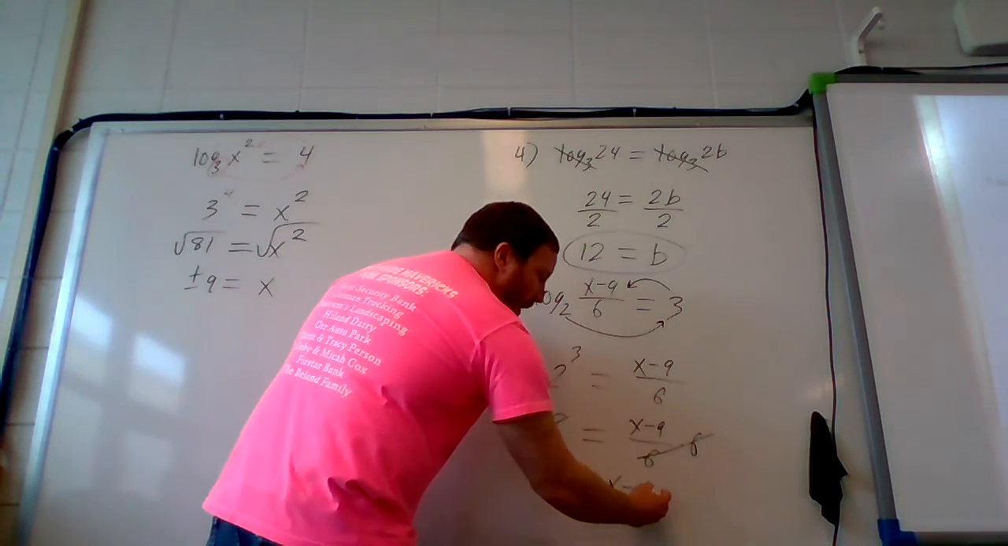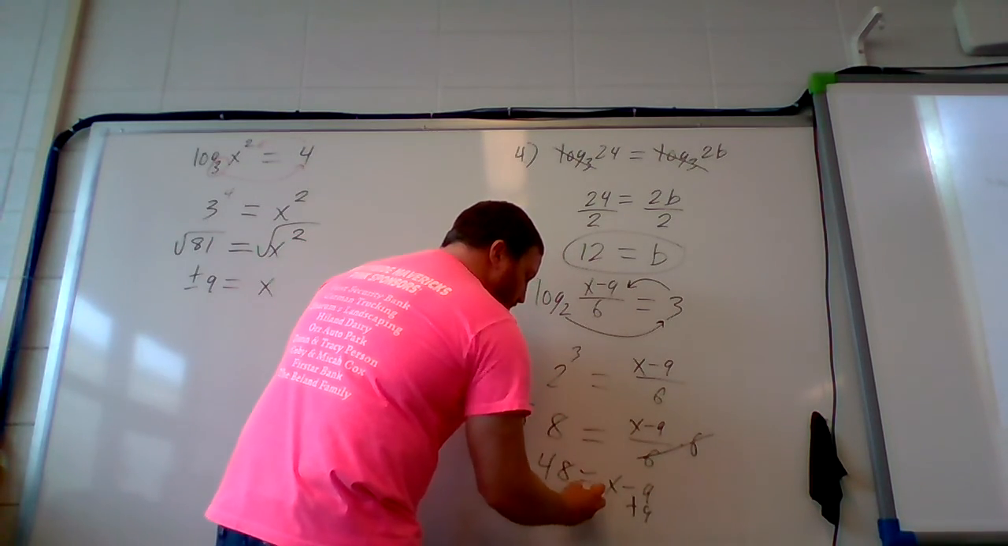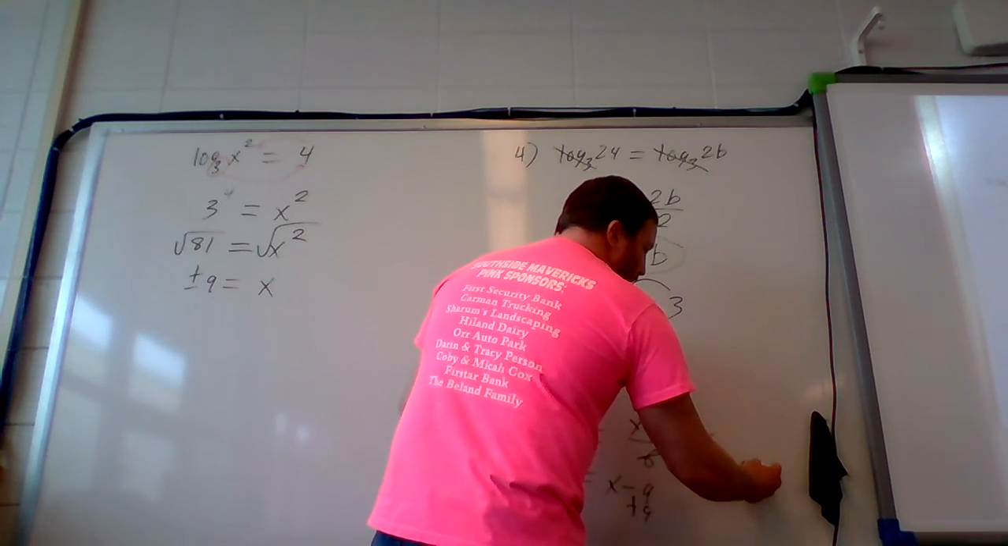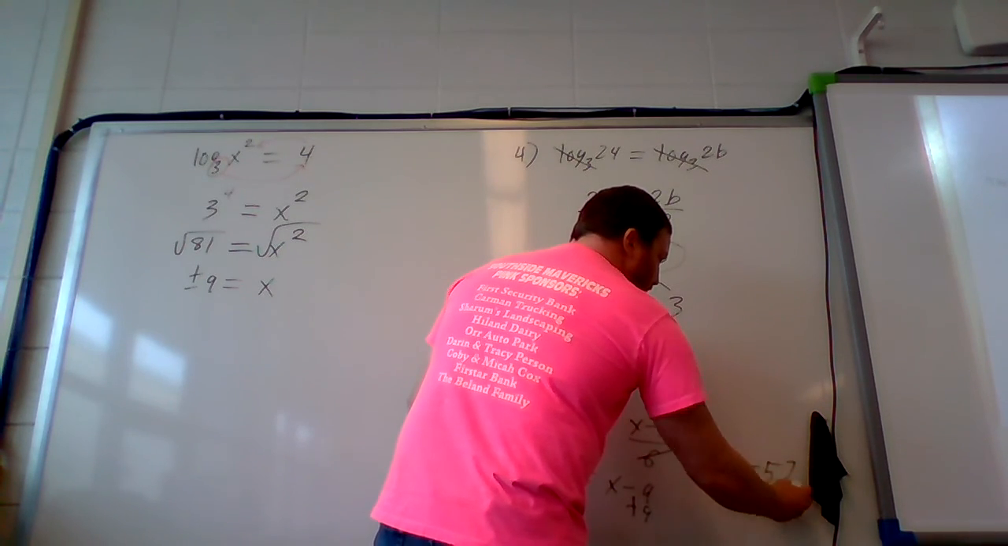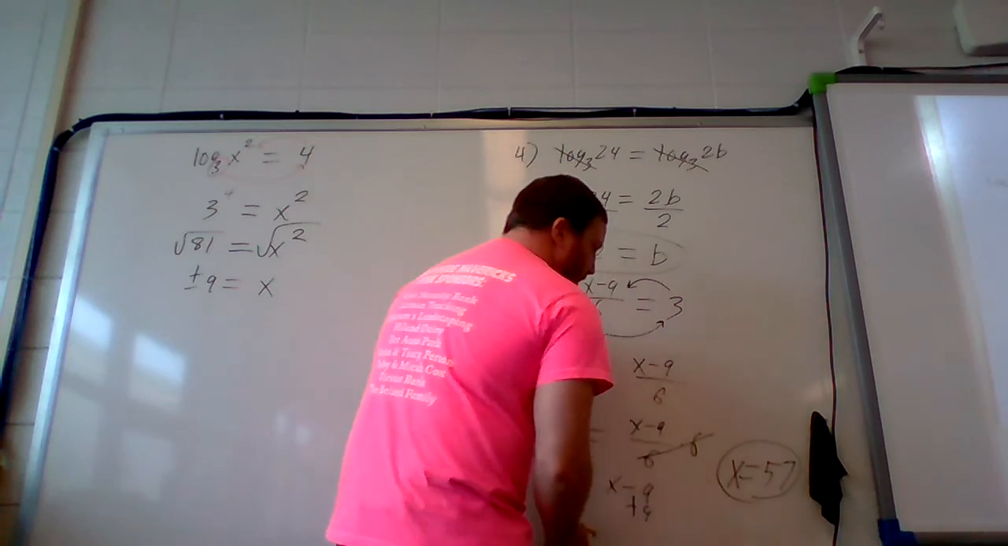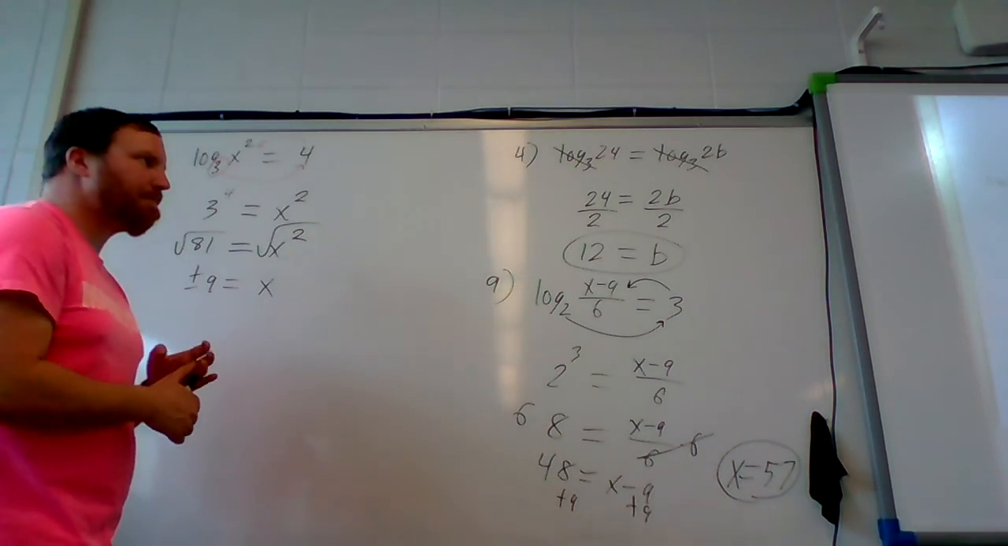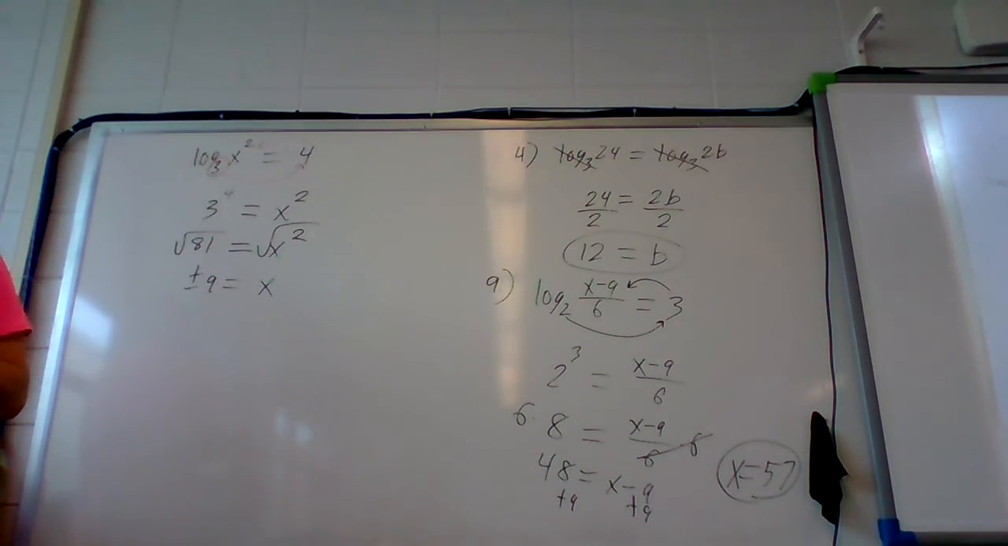So we can add our 9 over. We're going to get x equals 57.